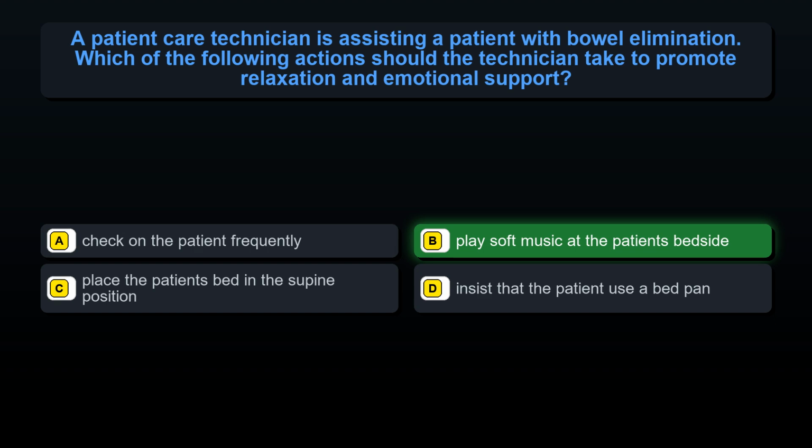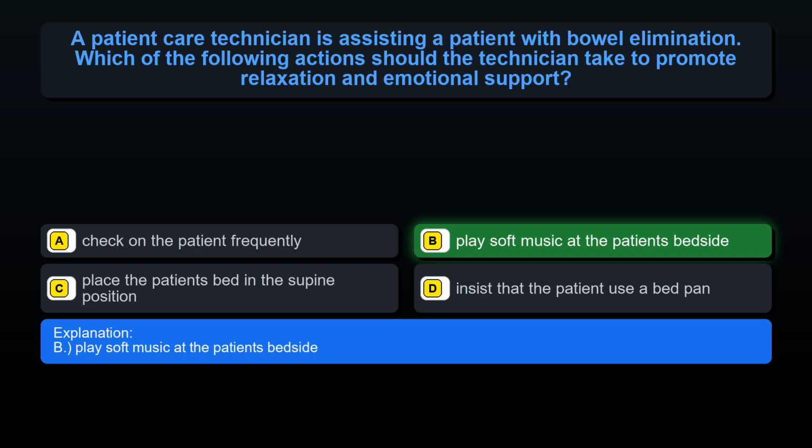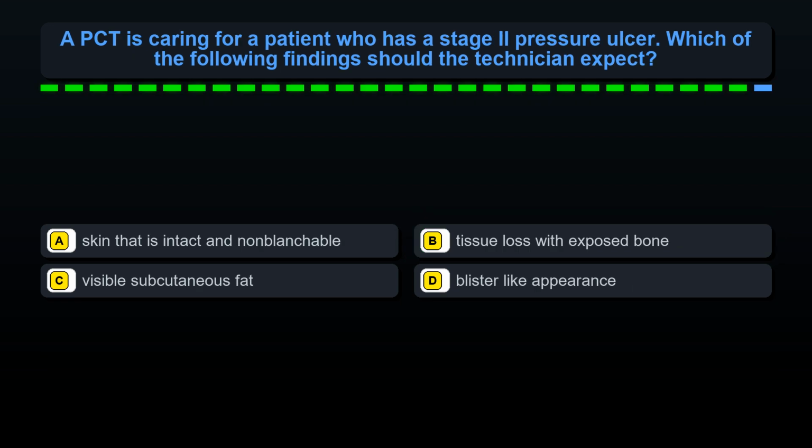The correct answer is option B, play soft music at the patient's bedside. B, play soft music at the patient's bedside. Question 70. A PCT is caring for a patient who has a stage 2 pressure ulcer. Which of the following findings should the technician expect? Option A, skin that is intact and non-blanchable. Option B, tissue loss with exposed bone. Option C, visible subcutaneous fat. Option D, blister-like appearance.